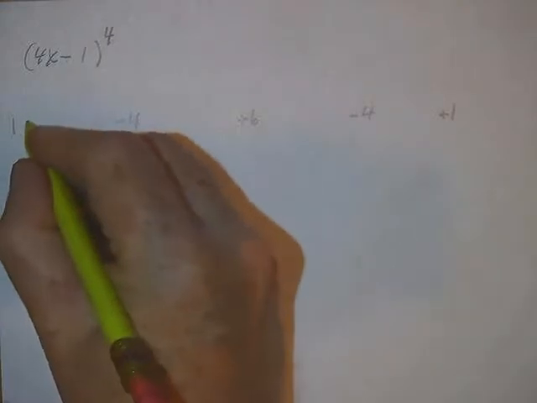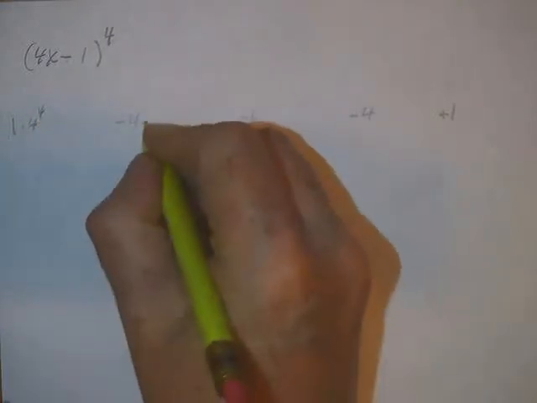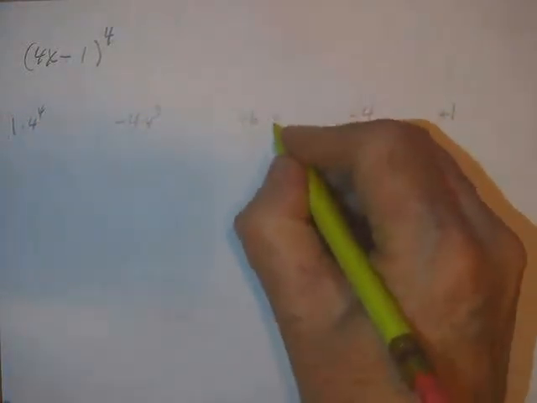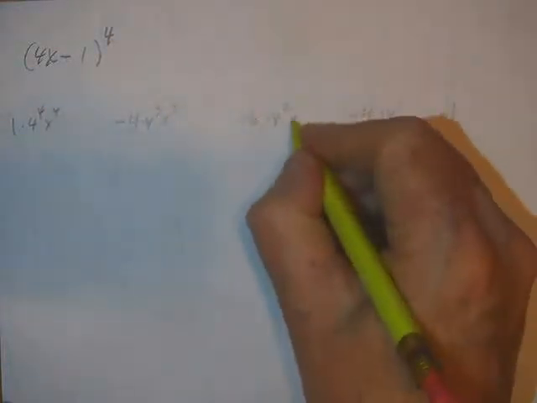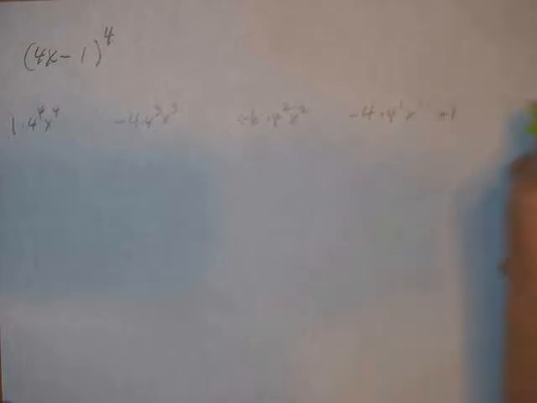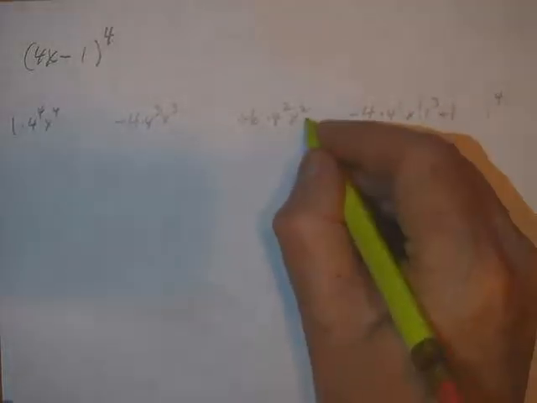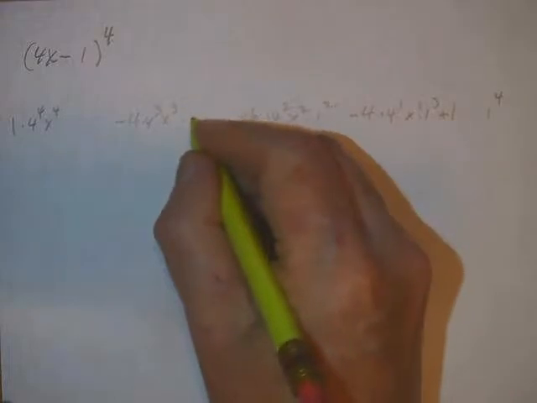Okay? Let's start stair-stepping. How about 4 to the 4th, 4 to the 3rd, 4 to the 2nd, 4 to the 1st, x to the 4th, x to the 3rd, x to the 2nd, x to the 1st, 1 to the 4th, 1 to the 3rd, 1 squared, 1 to the 1st. Oh, those ones, I could have left them off, I guess.